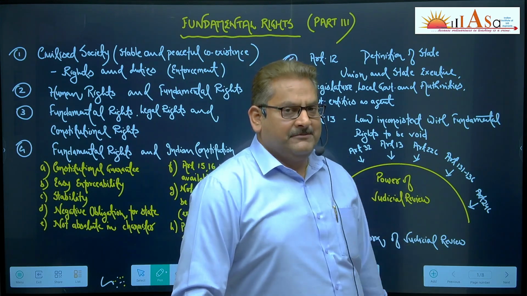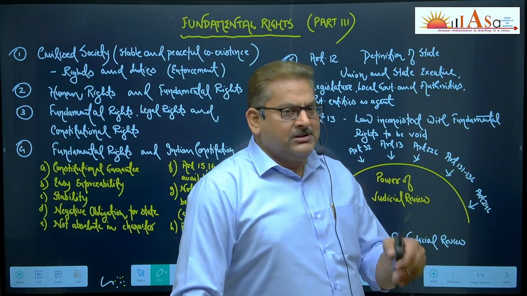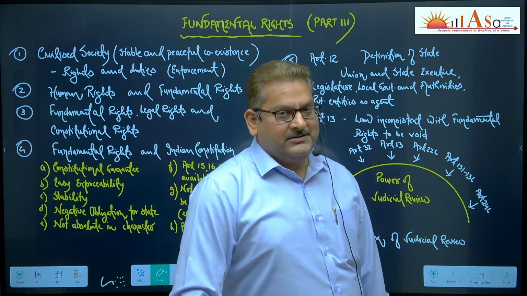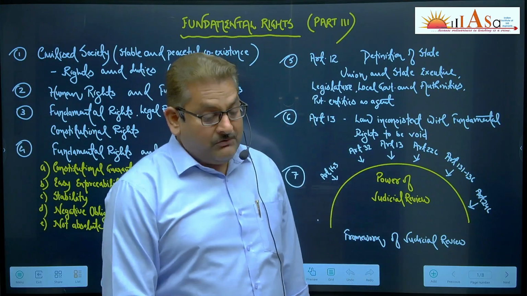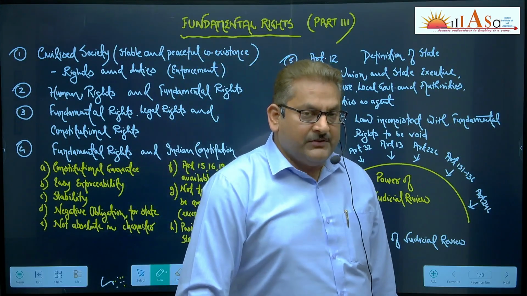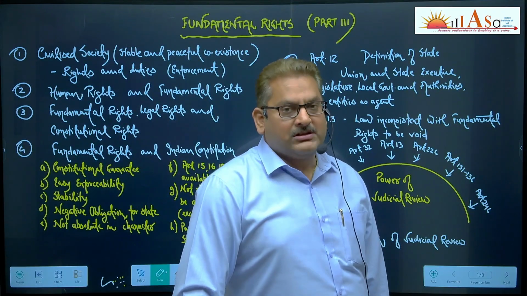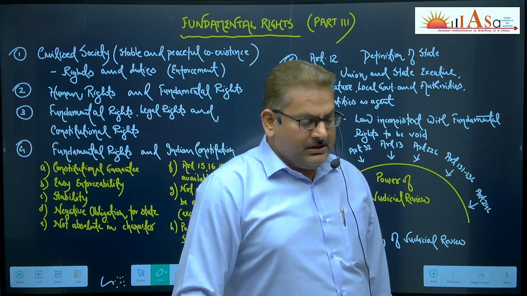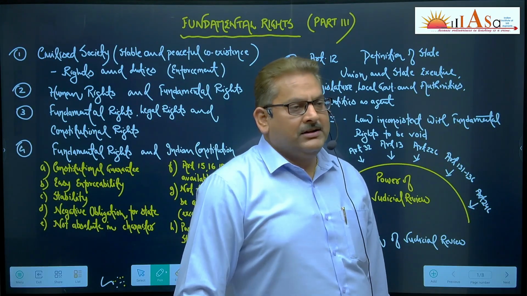So fundamental rights constitute that portion of human rights which are very, very basic and fundamental. If you just remove fundamental rights, your democratic state will become a police state, an authoritarian state. It constitutes a very important portion of any democracy. You cannot think of democracy without fundamental rights having been conferred on its people. Clear?